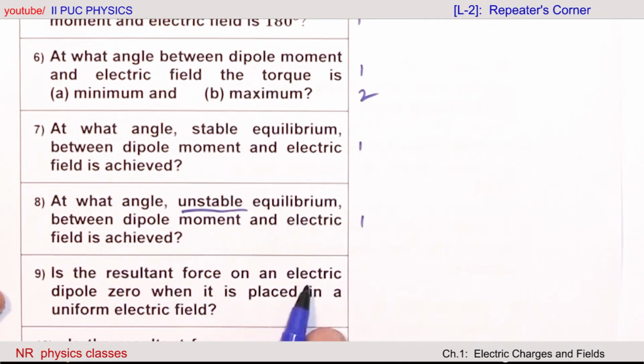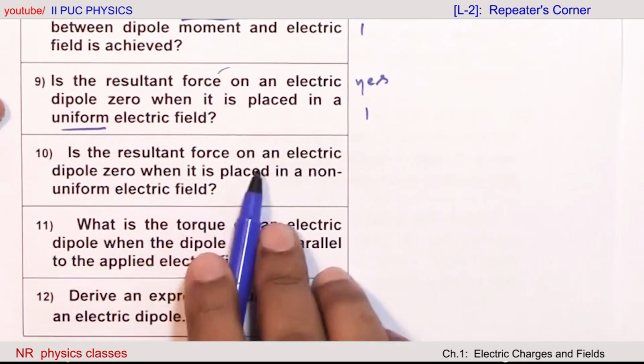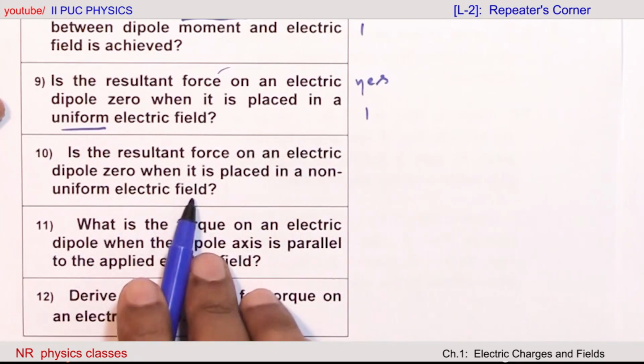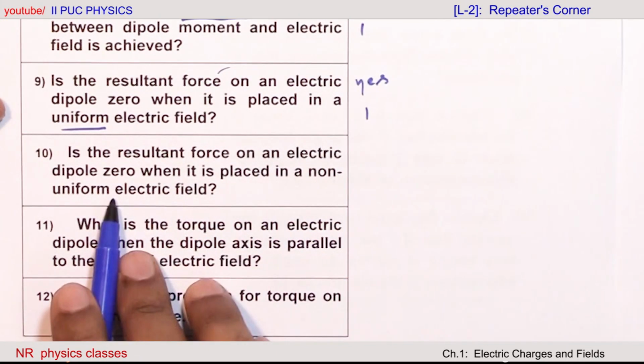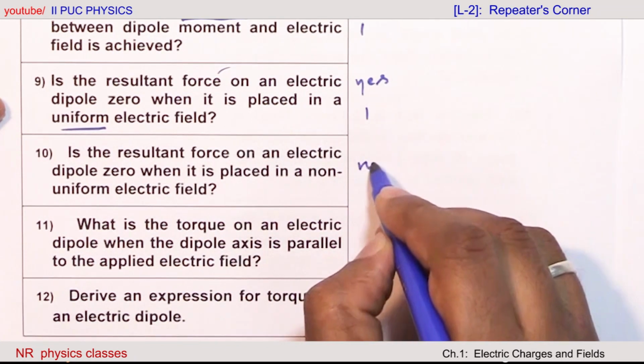Is the resultant force on an electric dipole 0 when it is placed in a uniform electric field? Uniform electric field means resultant force is 0. Answer is yes, 1 mark. Is the resultant force on an electric dipole 0 when it is placed in a non-uniform electric field? Non-uniform means resultant force is not 0. No.